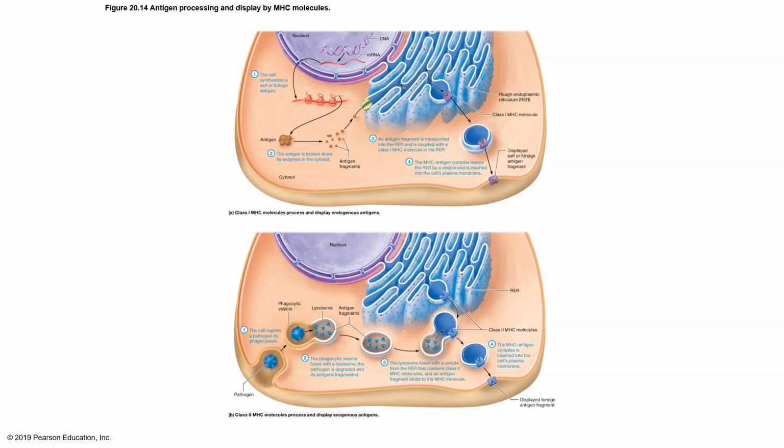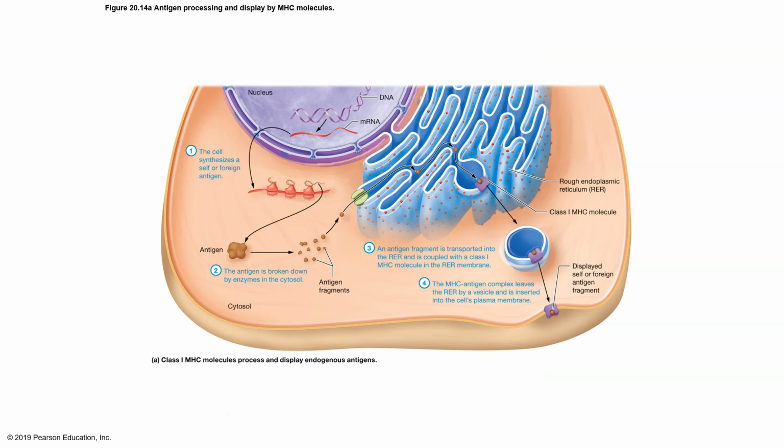It's kind of like an identity tag, a recognition factor, like when a military wears a certain uniform to protect it from friendly fire. So let's look first at how the class 1 MHC molecules are processed and then display their endogenous antigens. First, the cell synthesizes either a self or a foreign antigen, like you see, because of course it's going to have to start in the nucleus, because that's where DNA replication occurs. DNA is transcribed to RNA, then as the RNA leaves the nucleus, it's translated into an antigen.